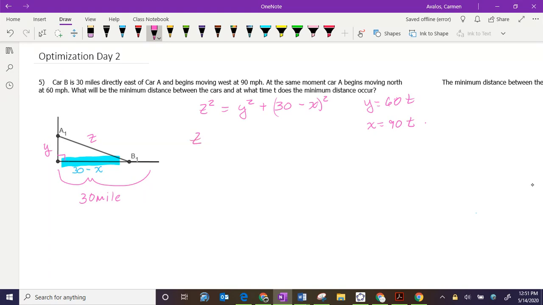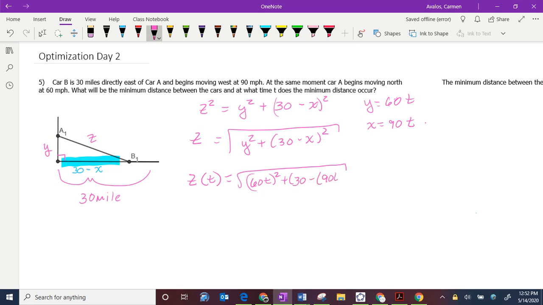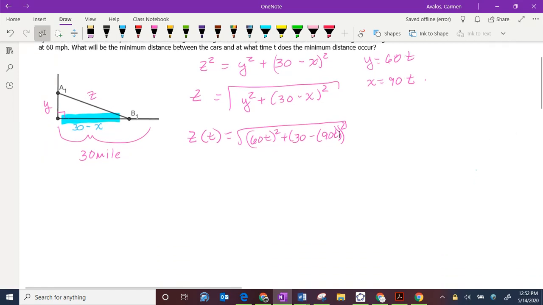But before we do that, I don't want z to be squared. So we're going to have z equal to the square root of y squared plus 30 minus x squared. And then we don't want the y's and the x's. We're just going to make z in terms of the time being traveled, because that's really what we're trying to answer anyway. So we get the square root of 60t squared plus 30 minus 90t quantity squared. Now we have everything with just two variables, z and t, and we have to take the derivative.